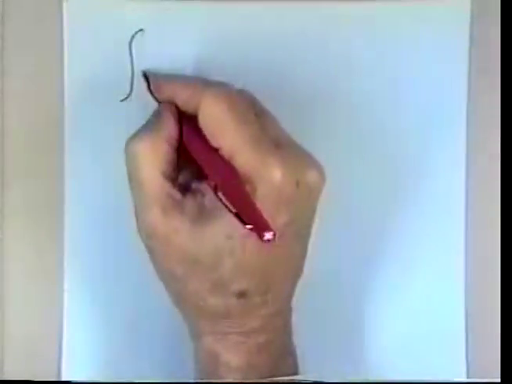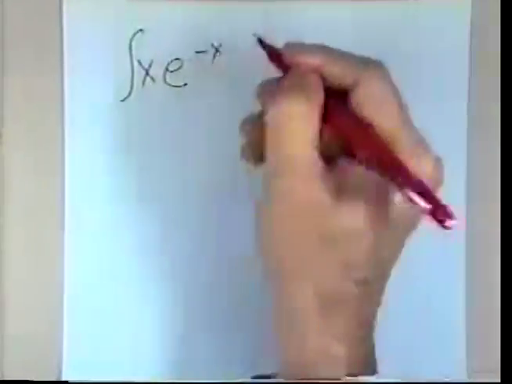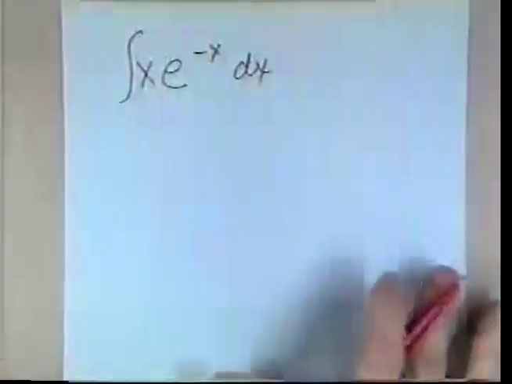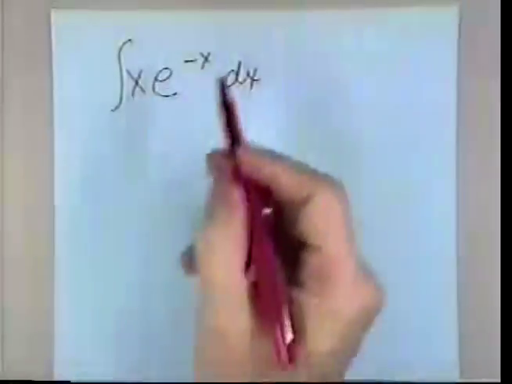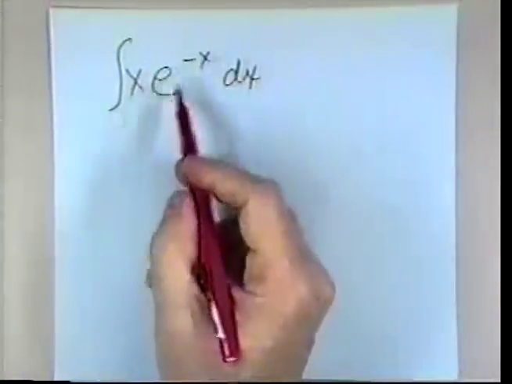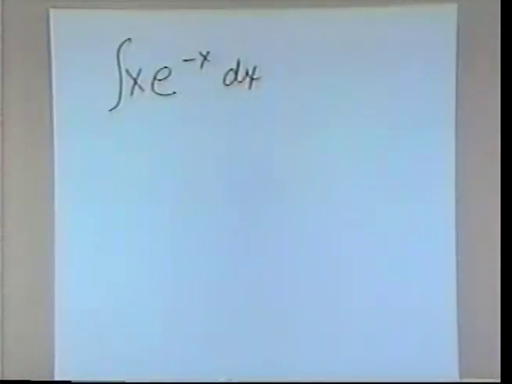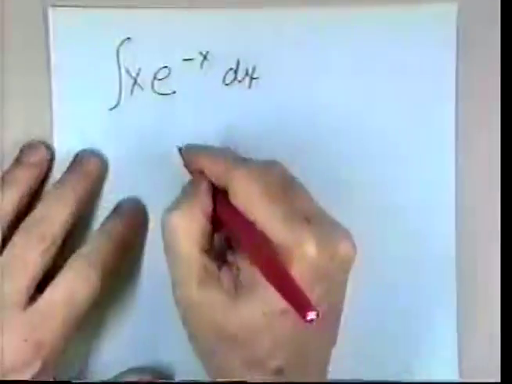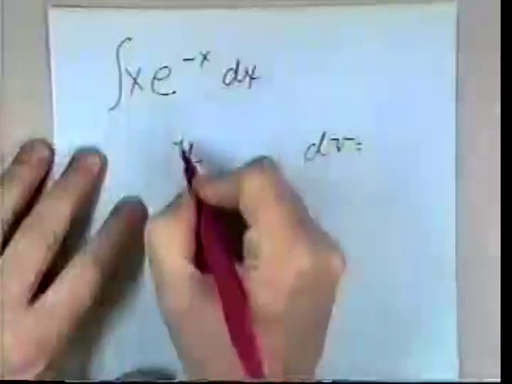Okay, let's look at the integral of x times e to the minus x dx. And again, that's not any of the forms that I know how to do so far. It's certainly not integration by u substitution, because the integral of e to the u is e to the u, and I've got an x hanging out there. So what I'm going to want to do here is the same thing I did a while ago. I want to choose one function to be a u and one function to be the dv.